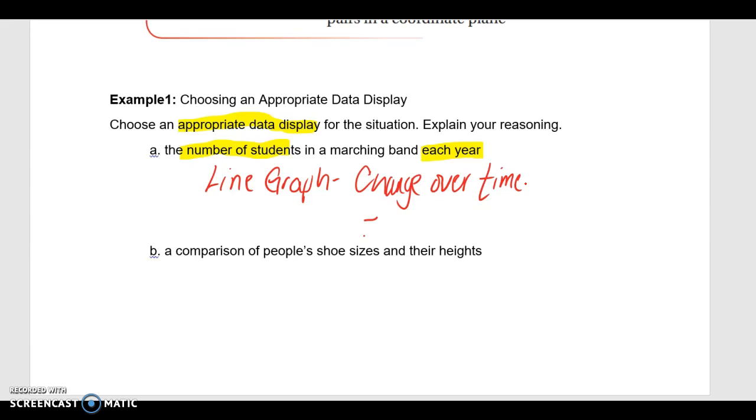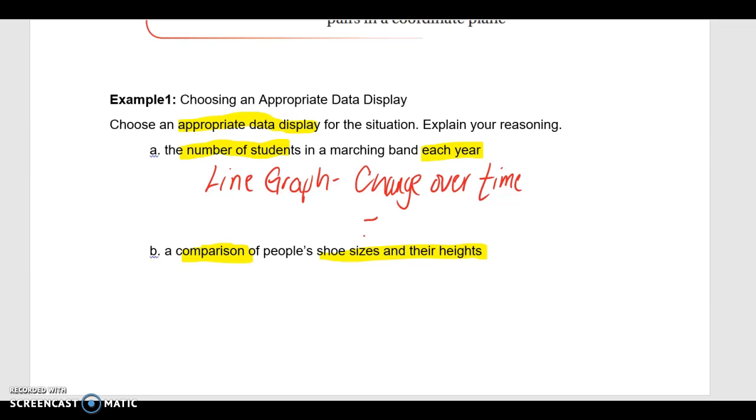Please remember, in a line graph, unlike a scatter plot, the lines are connected, but in a scatter plot, we do not connect points.